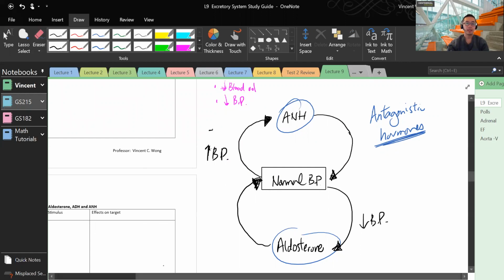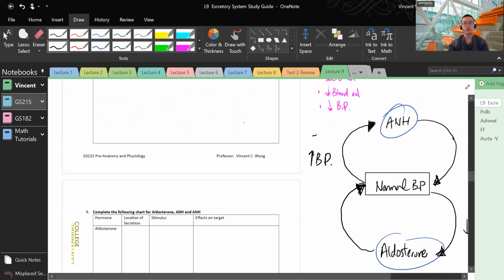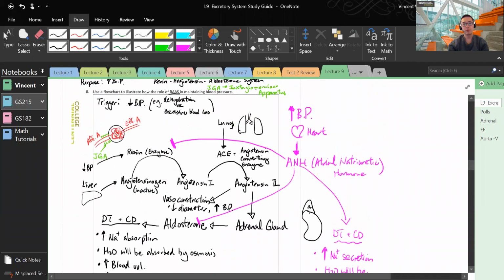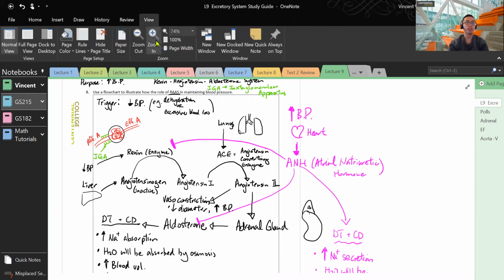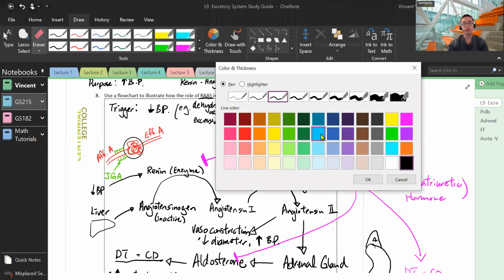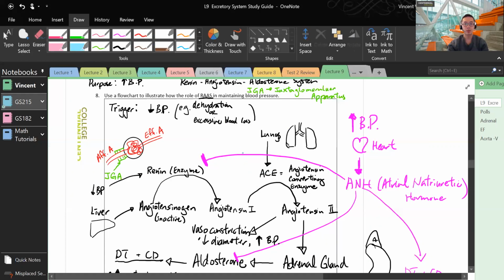Now, the ANH has limitations. Sometimes, even when the ANH is working at maximum capacity, you are not able to bring the blood pressure down to an acceptable level. Then you have hypertension. So you will need to have medications. There are 2 types of medications that could help fix this problem. You can take what's called an ACE inhibitor.